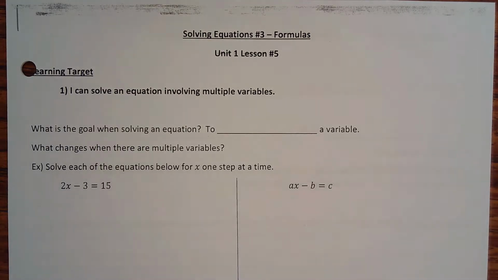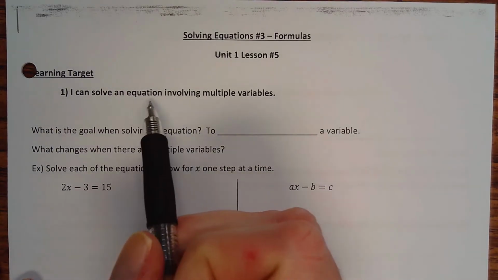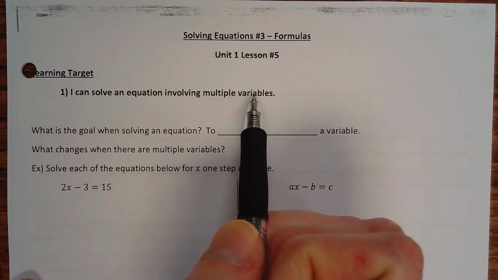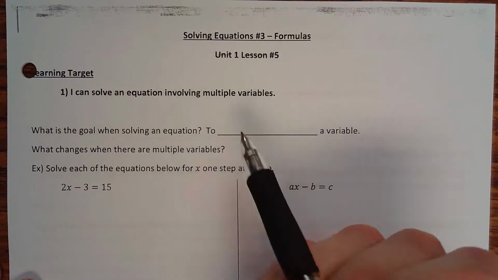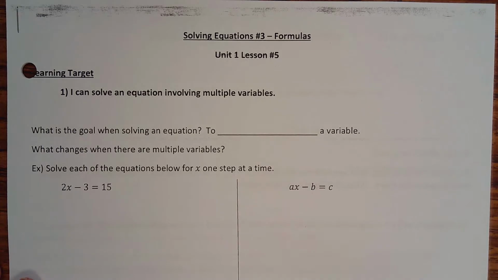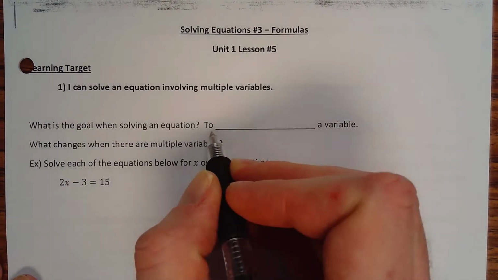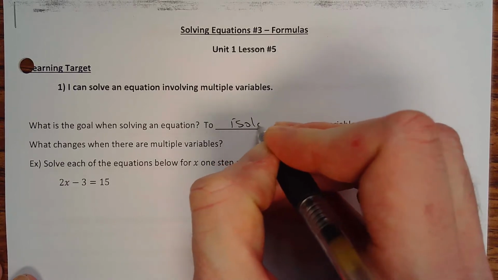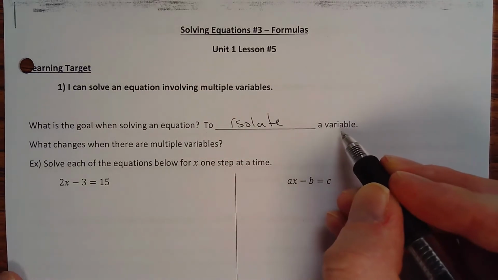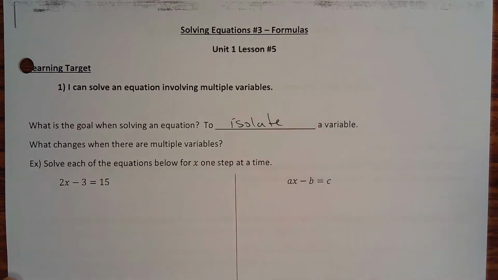Okay, today we're going to do something a little bit different. Some of it's the same, some of it's different. I can solve an equation involving multiple variables. So our goal is the same. We still want to get one of the letters by itself. It's just now we have other letters with it. So what is the goal when solving an equation? To isolate a variable. Okay, so what changes when there's multiple variables?